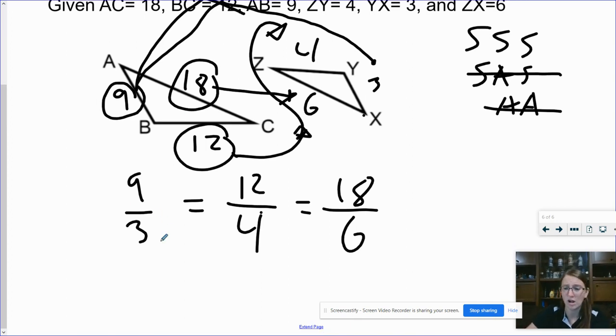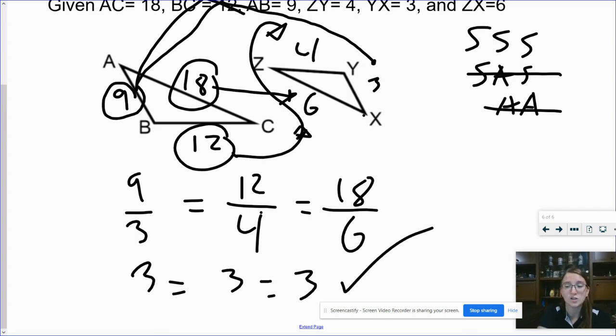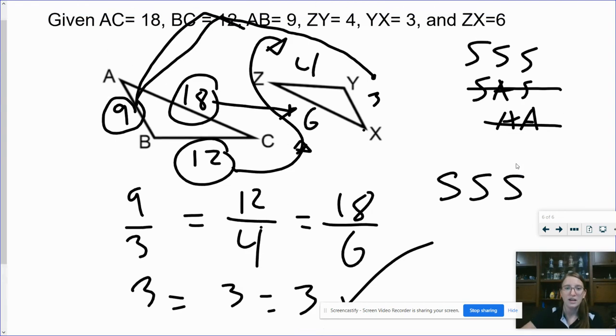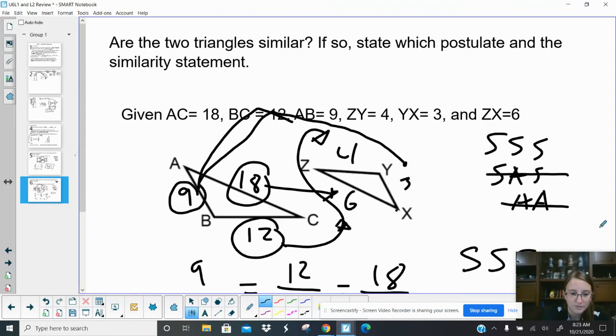So let's see, do these all equal the same thing? Yes, they do. This is 3 equals 3 equals 3. This is a true statement. It actually works out. That means to get from one shape to the other, we can multiply everything by 3. So this is good. This is side, side, side, because this is true. So now we can say yes, side, side, side. Now I'm going to go ahead and erase this information. We do want to do one more thing here.